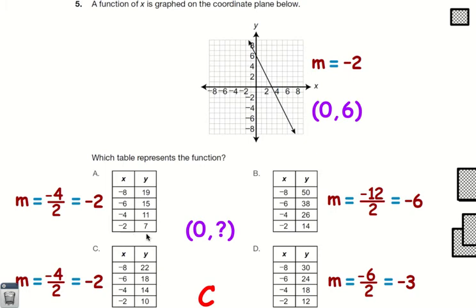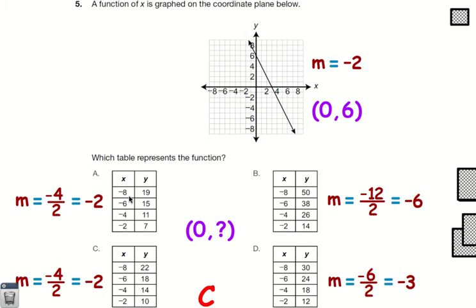If there was one more xy pair in each of these tables, it'd be 0 comma what? 19, 15, 11, 7. If we keep losing 4, it'd be 0 comma 3, right? But this would be 22, 18, 14, 10. This would be 0 comma 6. So that's just numerical confirmation that this table would contain 0 comma 6, and that negative 2 comma 10 is much better than negative 2 comma 7.